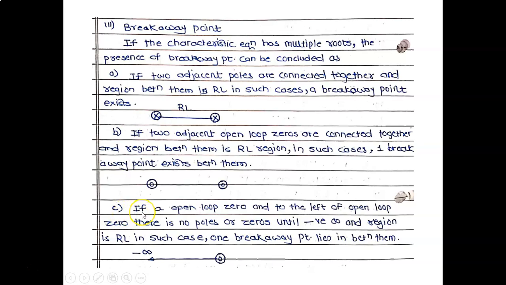Next case: if there is an open loop zero and to the left of that zero there are no poles or zeros until negative infinity and region is root locus region, in such case one breakaway point lies in between them. Therefore this is the zero, and towards left side of it no poles and zeros are there, therefore it goes to minus infinity, and if this region is root locus region, there exists breakaway point.